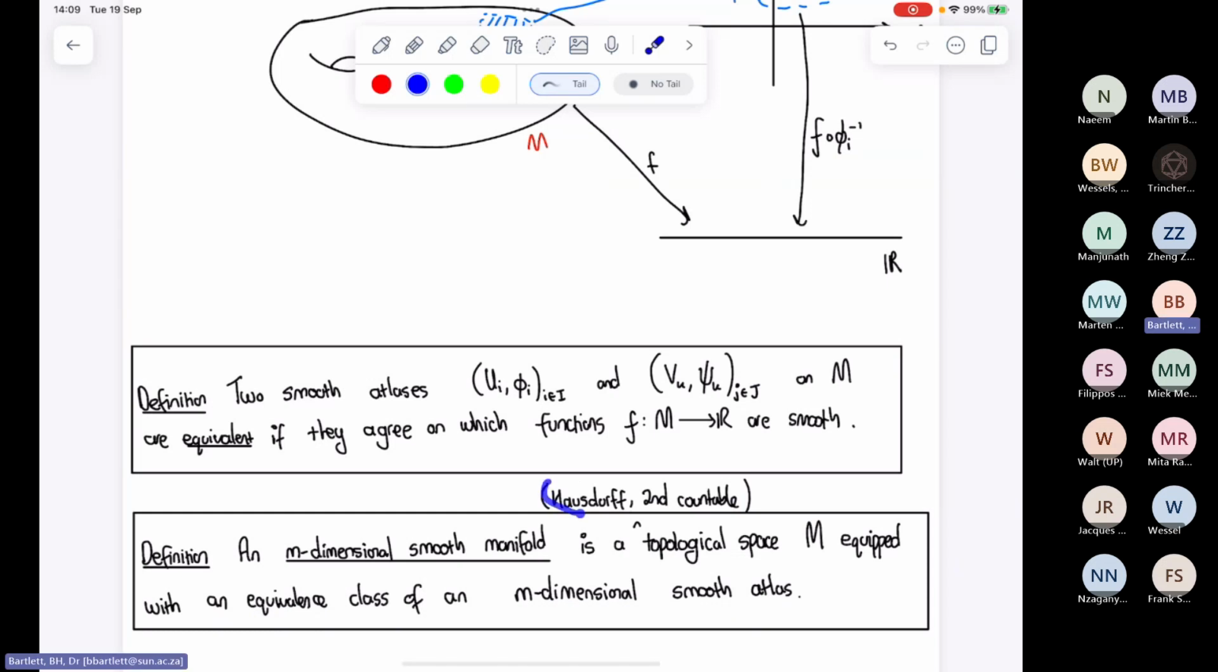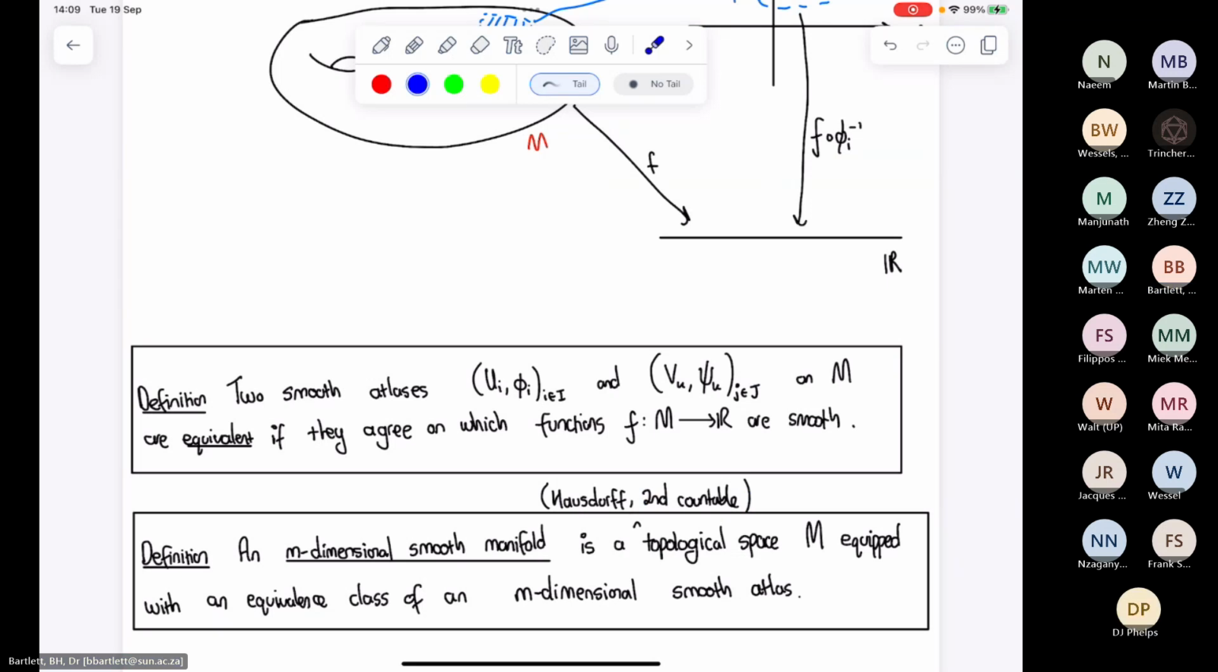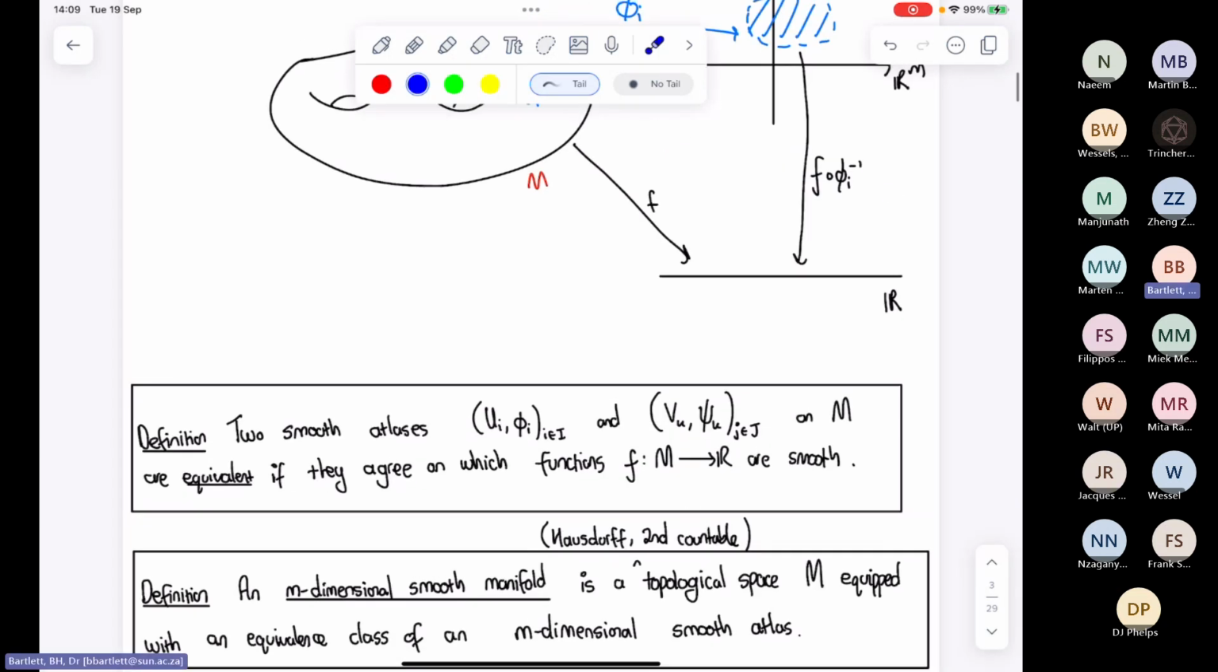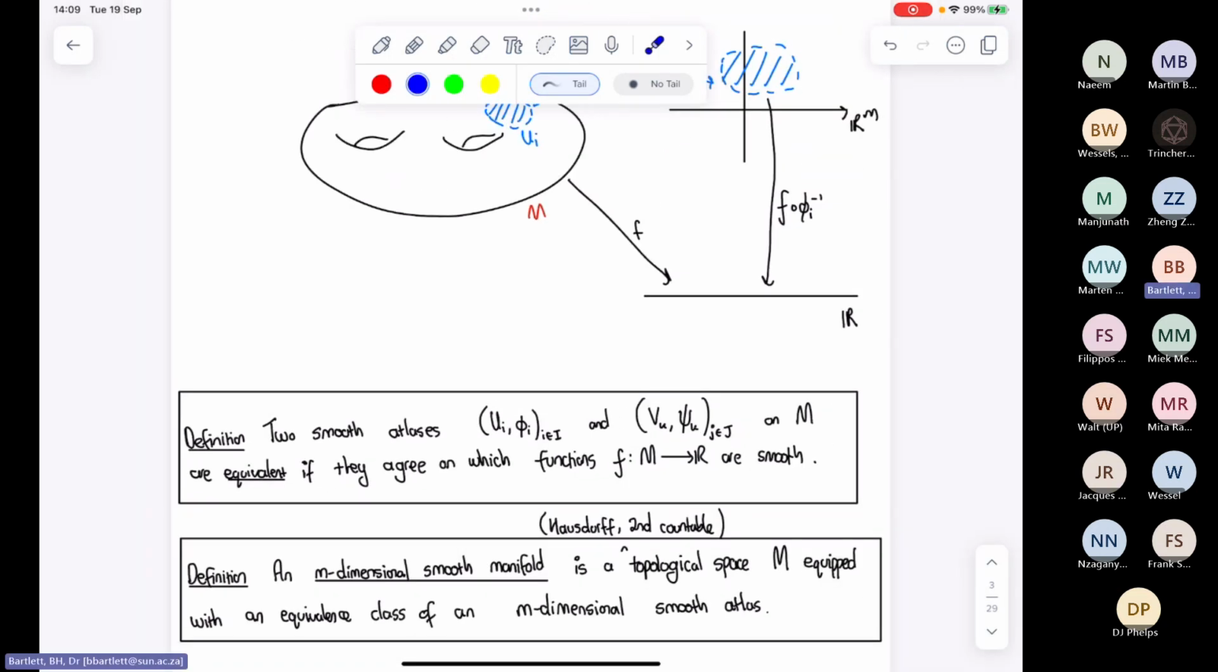We'll never really care about these two concepts, but just so that you know, a topological space is Hausdorff if any two distinct points have open sets around each of them which don't intersect each other. And second countable means that there's a countable basis for the topology. Good. Now we know what a smooth manifold is.